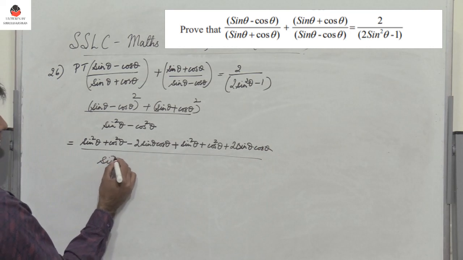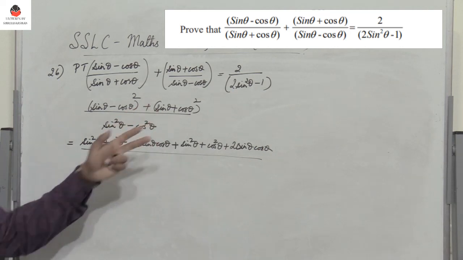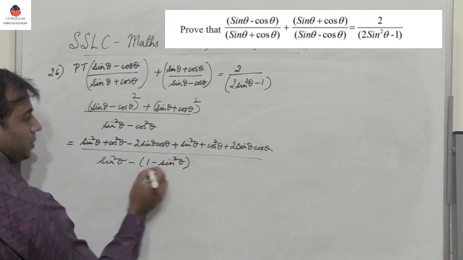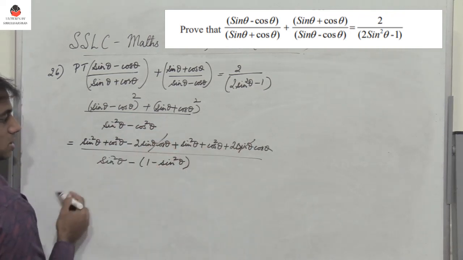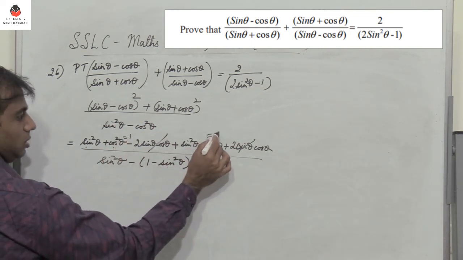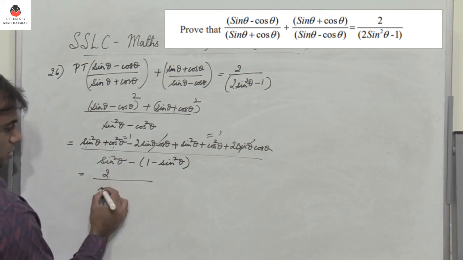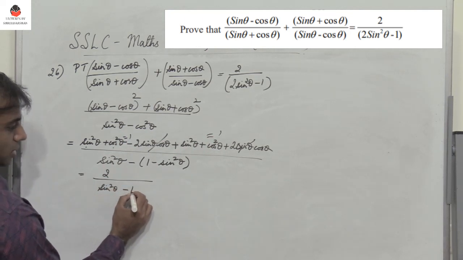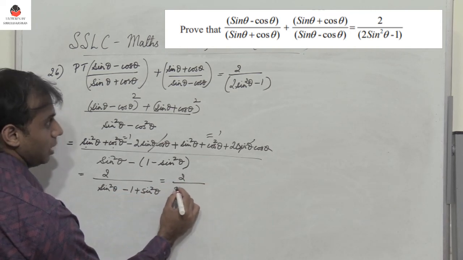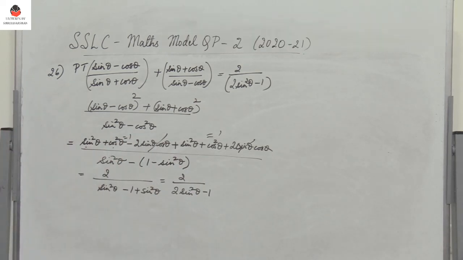Here I have sine square theta. So I need the expression in terms of sine. So I'll write cos square theta as 1 minus sine square theta. So here these two will get cancelled. This is 1. Sine square theta plus cos square theta is 1. This is again 1. So 1 plus 1 gives me 2. Divide by sine square theta minus 1 plus sine square theta. So this is nothing but 2 divided by 2 sine square theta minus 1. So this is the final answer what we get.